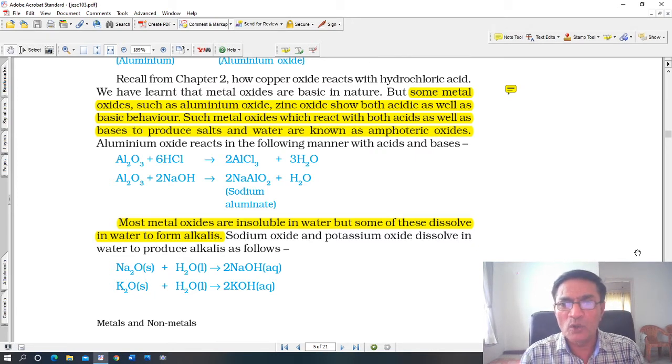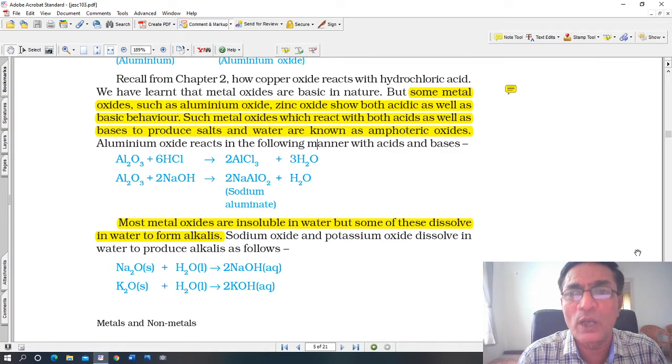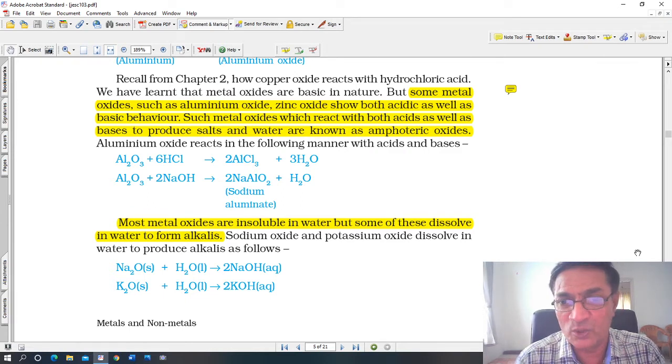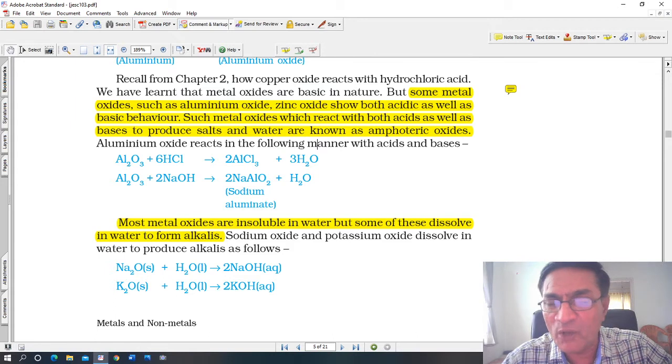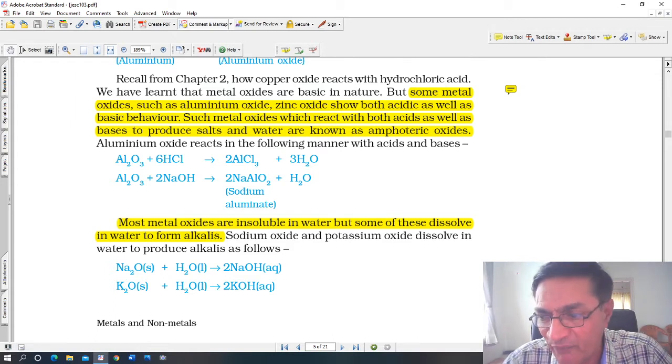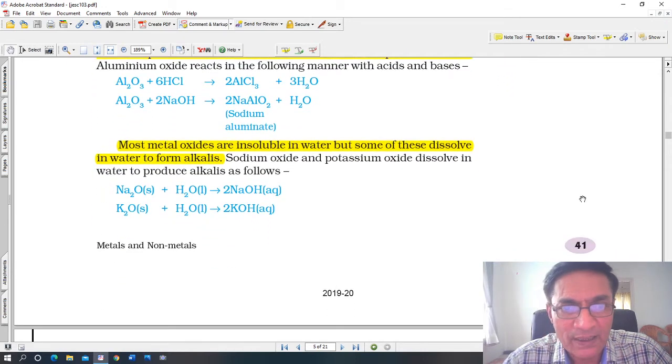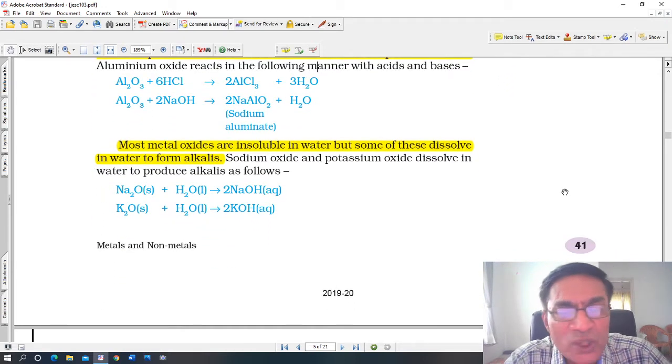Why compound salt? Because इसमें सोडियम और एल्यूमिनियम दोनों का सॉल्ट है. सोडियम ऑक्साइड नहीं है, सोडियम एल्यूमिनियम ऑक्साइड it is. So sodium aluminate, and that's why it's called a compound salt. So this is the reaction of aluminum oxide with both acids and bases, and that's why it is called amphoteric oxide. All right.